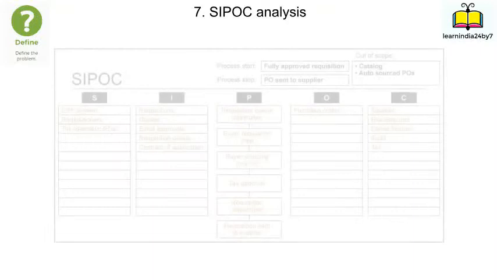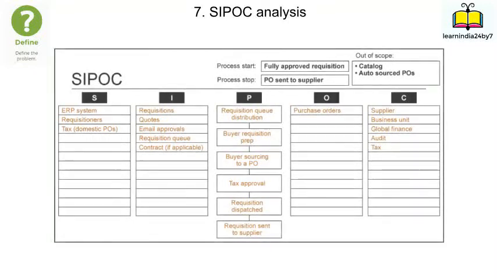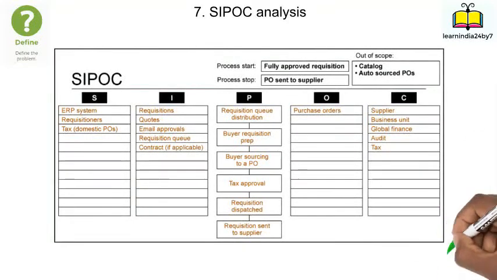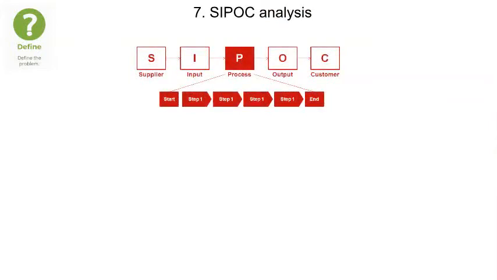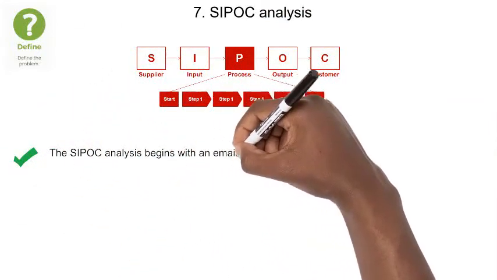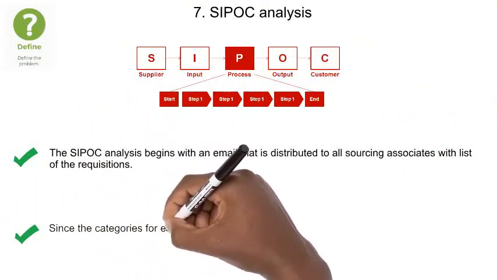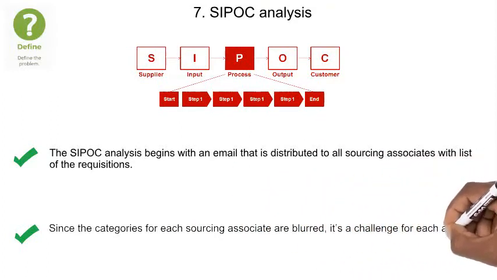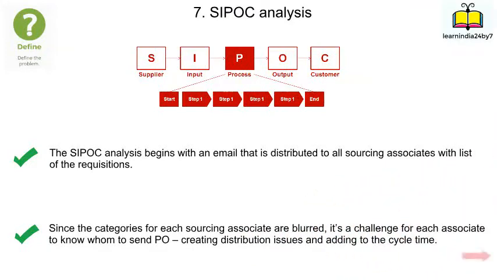So in the next step, the Six Sigma team created a SIPOC diagram in order to analyze the as-is process at a high level. The SIPOC analysis begins with an email that is distributed to all sourcing associates. Since the categories for each sourcing associate are blurred, it's a challenge for each associate to know whom to send the PO.